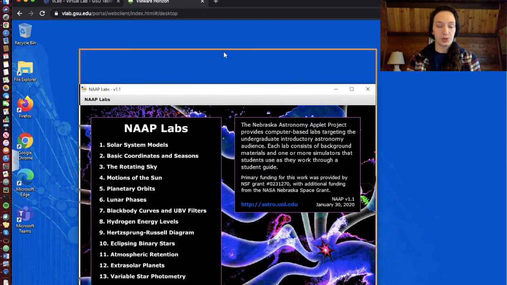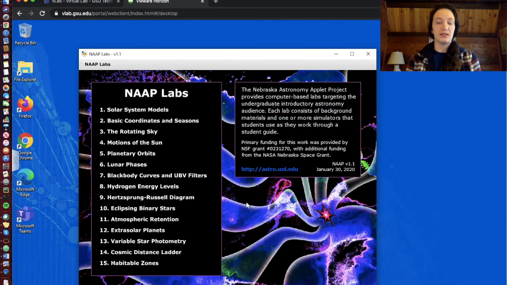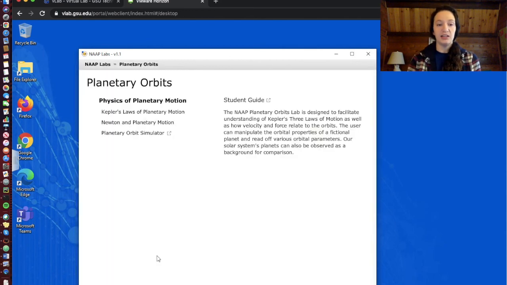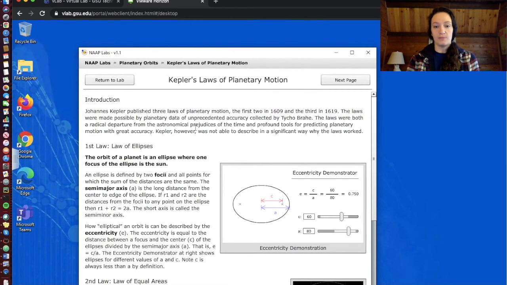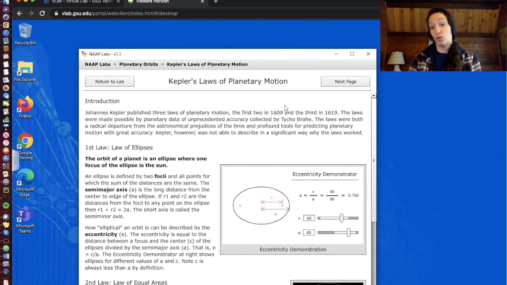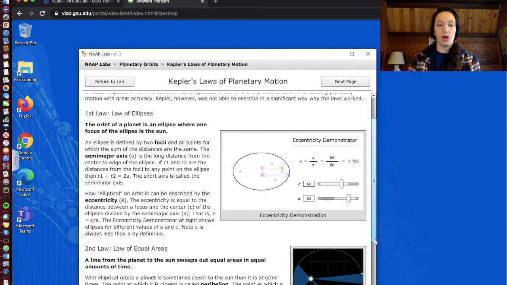So from your NAAP Labs screen, go ahead and click number 5, Planetary Orbits, from the left-hand listed menu. Then from your Planetary Orbits page, click Kepler's Laws of Planetary Motion. It'll take you through a whole bunch of background information on what the laws are. If you want to scroll on this, you have to use the scroll bar on the side. Otherwise, your computer will freak out and think you're doing something else.